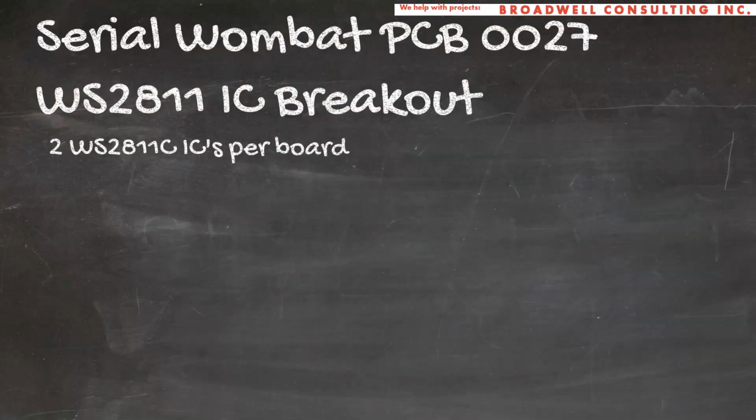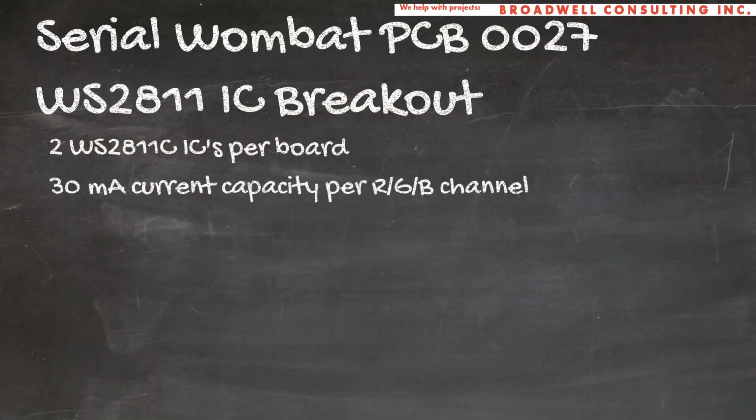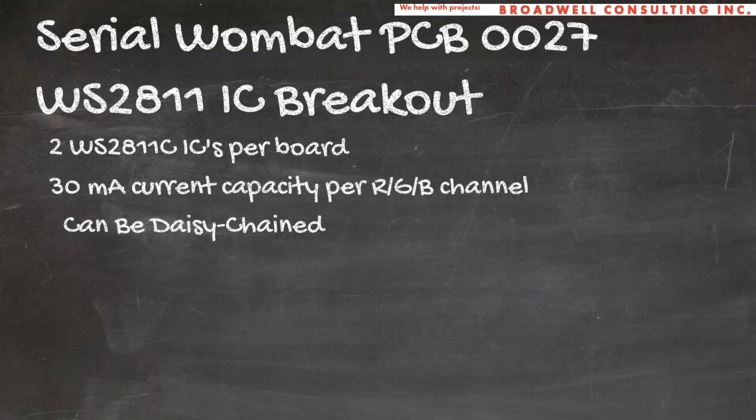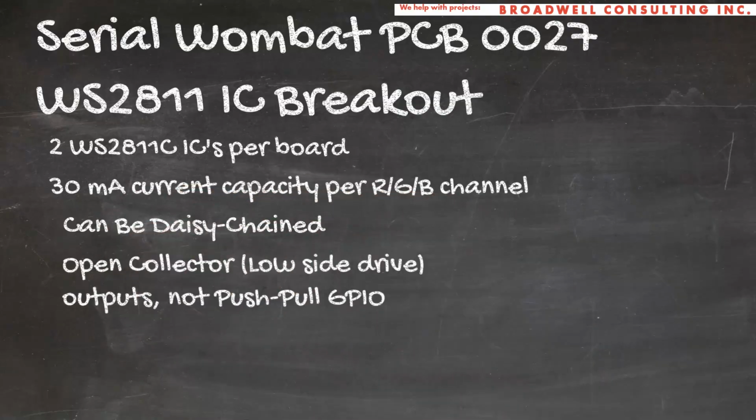Each board has two WS2811C ICs. Each IC has a red, a green, and a blue channel that are each capable of carrying 30 milliamps of current. You can daisy chain multiple of these boards together for an almost unlimited number of outputs. Each driver is open collector. That means it's a low-side drive, not a push-pull high-low GPIO drive.